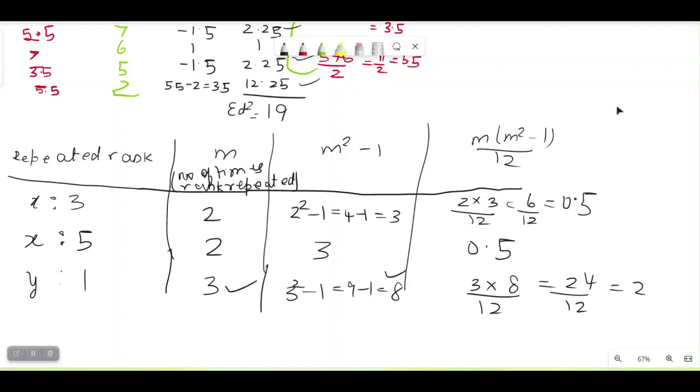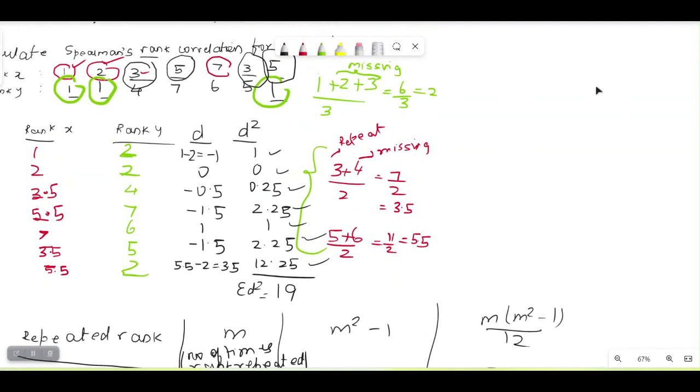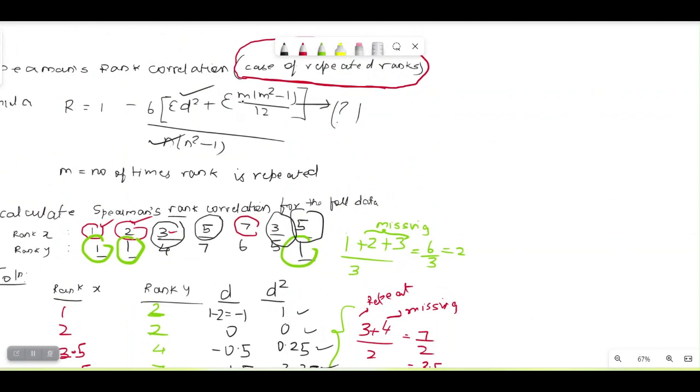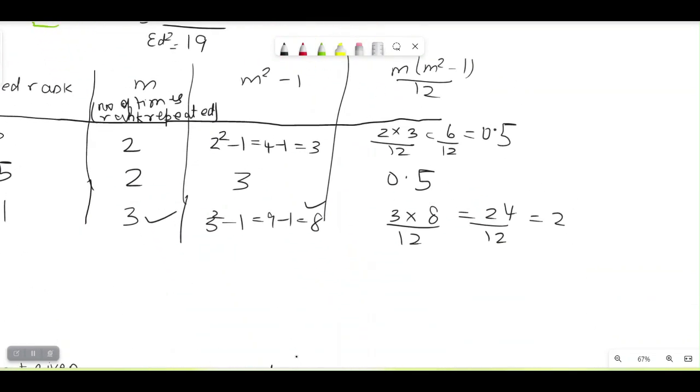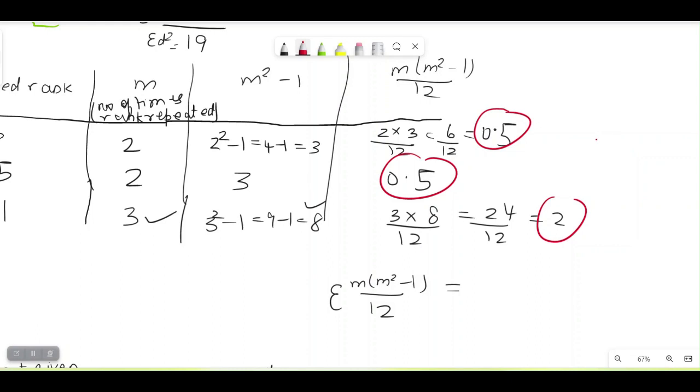Now if you look at your formula carefully, you want the sigma summation M into M square minus 1 upon 12. So what we do? We find sigma M into M square minus 1 upon 12. And how we find sigma? We just add all these entries. So we basically add 0.5 with 0.5 and then 2. So 2 plus 0.5 plus 0.5 will come down to 3. So this is 3. So this is done.